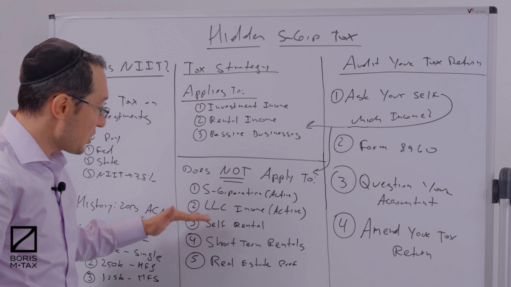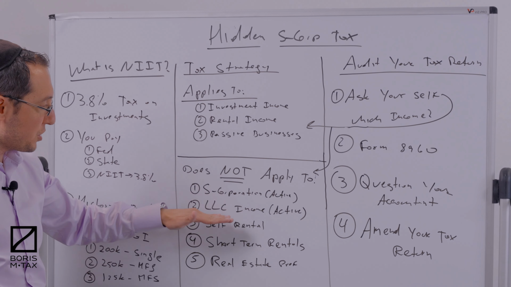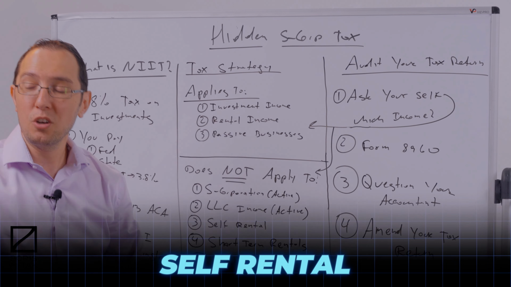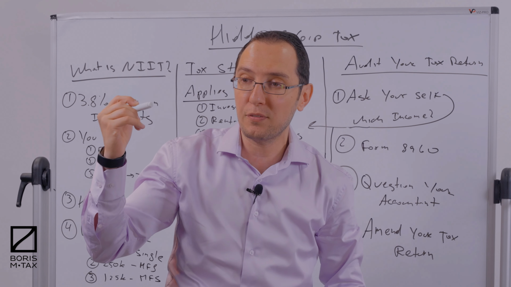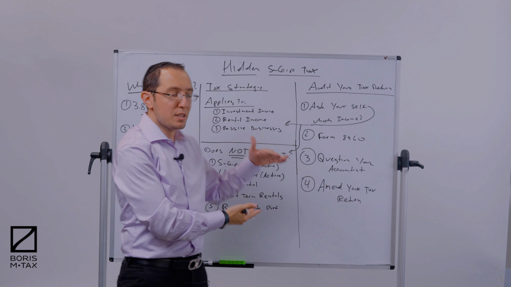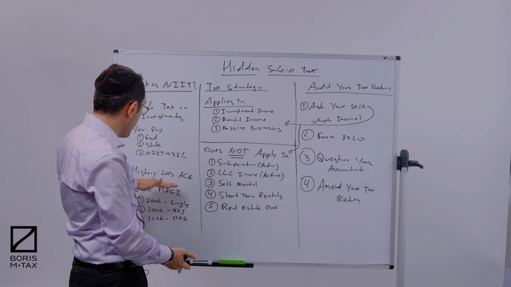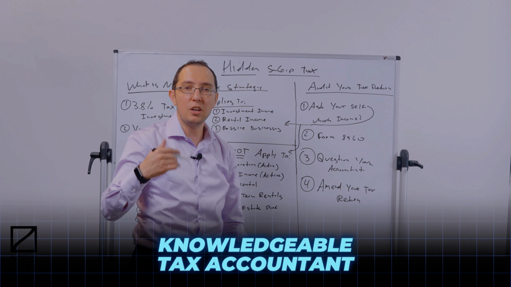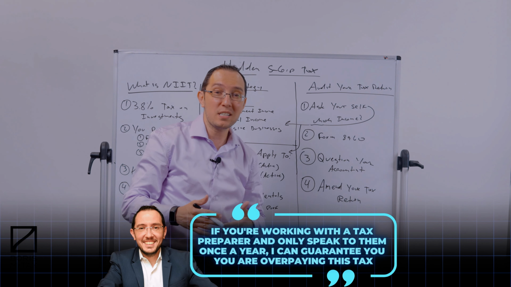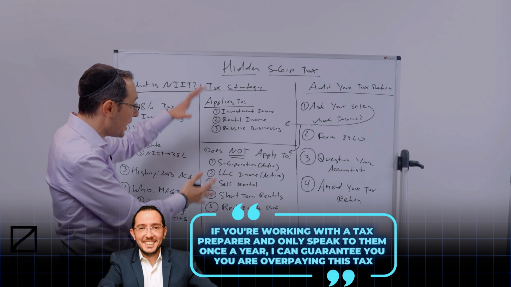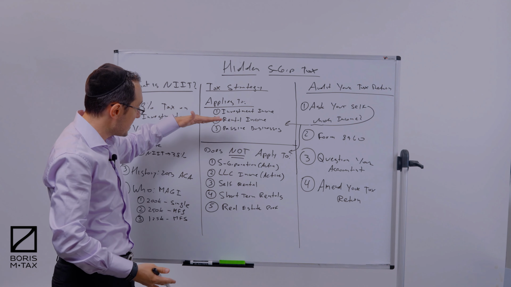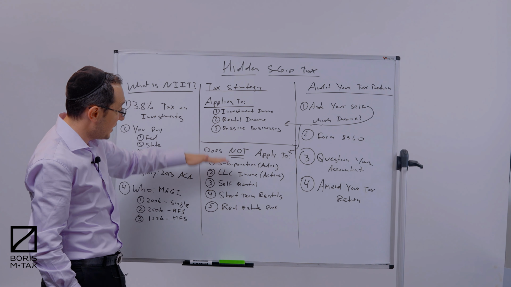Now, on this one, there are more mistakes made by other preparers than on actually classifying the S-corporation as passive income. Because when there's a self-rental, they don't even specify on the tax return, hey, it's a self-rental. So the software on which they're preparing the tax return thinks, oh, it's rental income, so let's kick in this extra 3.8% tax. You really need a knowledgeable tax accountant. If you're working with a tax preparer and only speak to them once a year, I can guarantee there may be a chance that you are overpaying this tax and really not supposed to pay these taxes if you are in these brackets, in this situation.